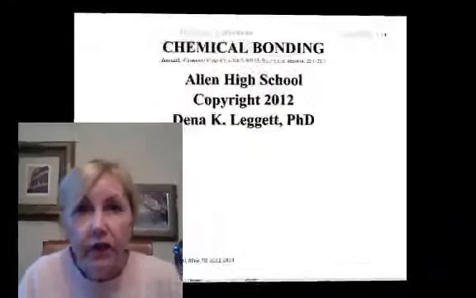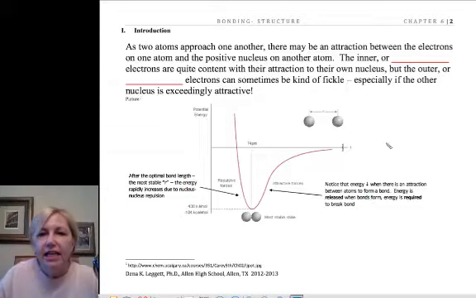Hi, and welcome to Allen High School's discussion of chemical bonding at the AP/IB HL level. We are just beginning our unit, and we're going to be talking about the types of electrons that are involved. So we're going to start with a brief introduction before we move into the varying types of bonding.